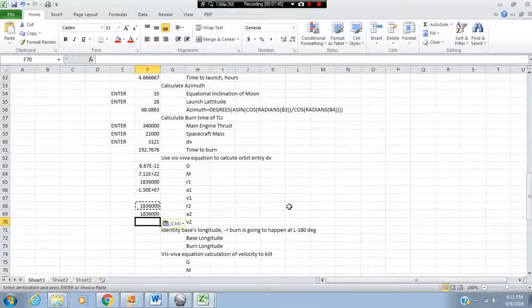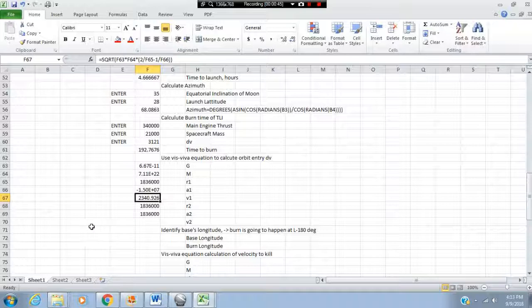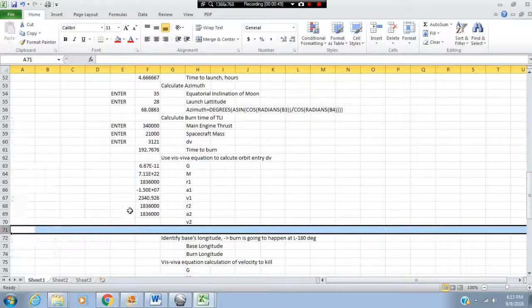Now, I don't have the vis-viva equation memorized, so I'm going to have to look it up. Okay, so it's going to be the square root of G times M, and those are constants. We won't have to enter them in again in the spreadsheet. Although I do want to fact check the mass of the moon, because that could be pretty far off. I'm going to clean up all of these numbers, probably, the ones that I can, before we actually fly. Okay, times 2 over r, the first one, minus 1 over a, and close parens. 2340 looks about, yeah, that's not bad. That's actually a pretty good estimate.